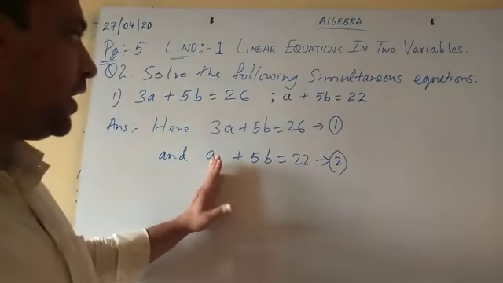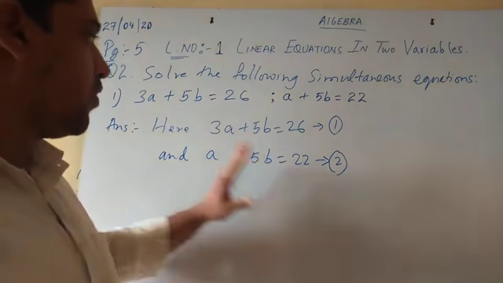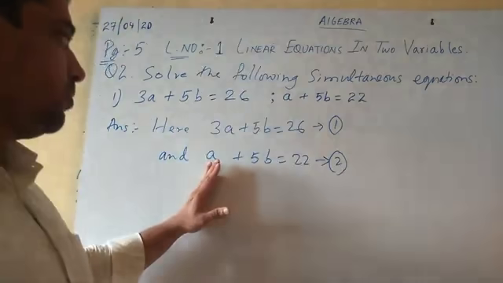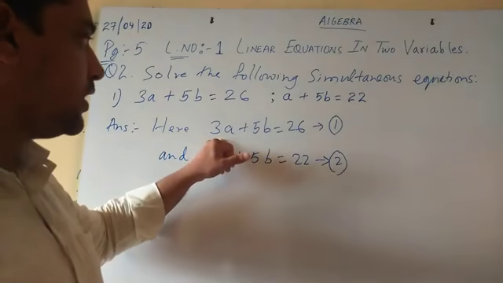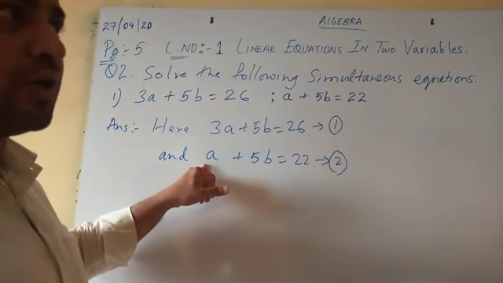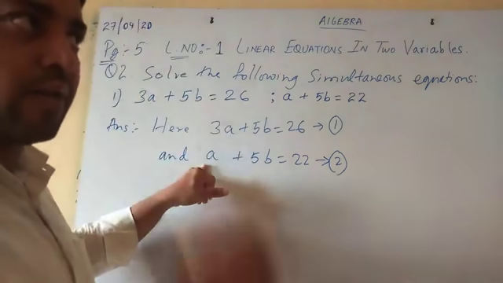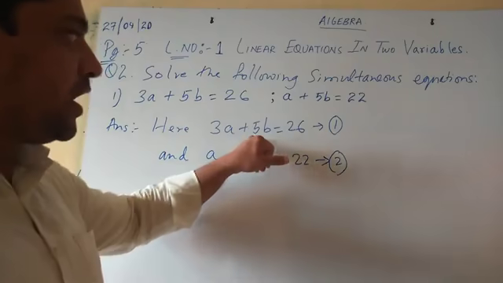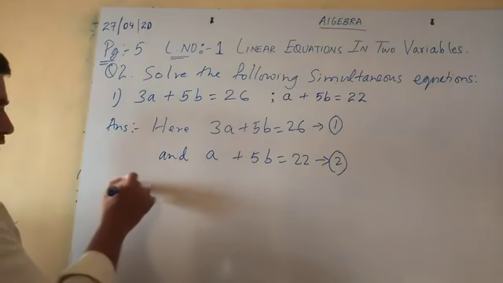Remember, I can eliminate a also, or b, but for b I will have to subtract. For a I will have to subtract, but I will have to multiply it also, because the coefficient of a in equation 1 is 3 and in equation 2 it is 1. I will have to make them equal. So that's why the better option is to eliminate b.